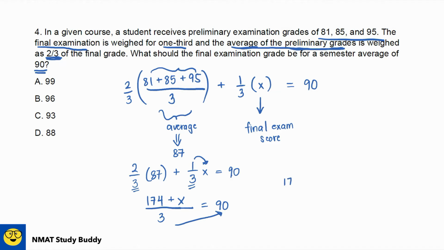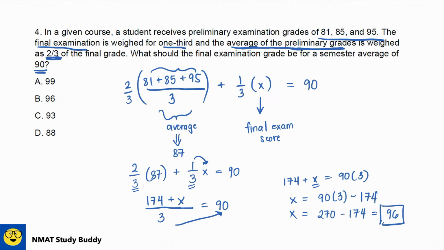So that it becomes 174 plus x is equal to 90 times 3. And then later, we can get the value of x. So, x is equal to 90 times 3 minus 174. And then x is equal to 270 minus 174, which is equal to, when you compute, the value you get is 96. So, the correct answer here is letter B.